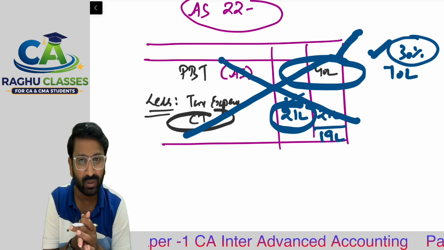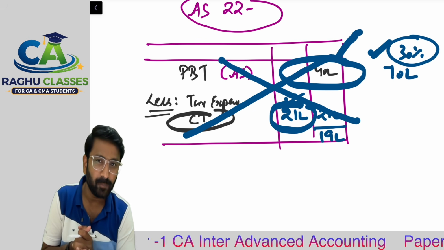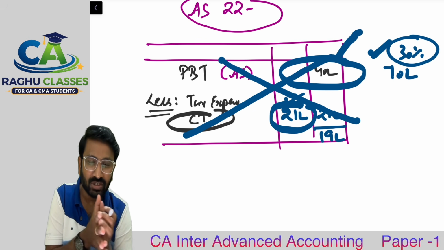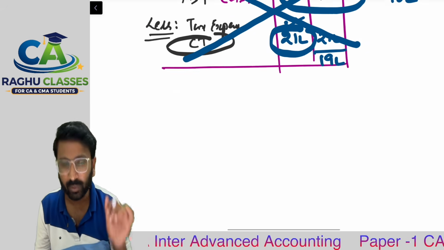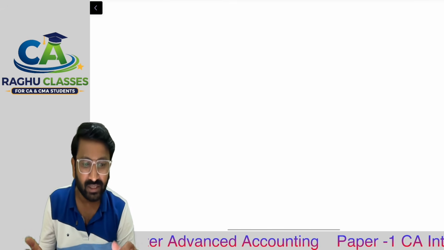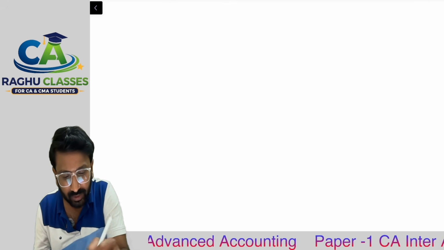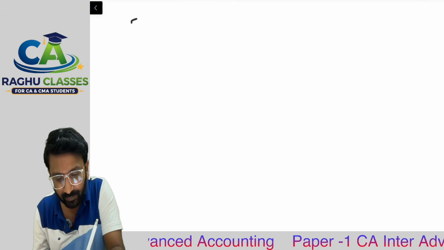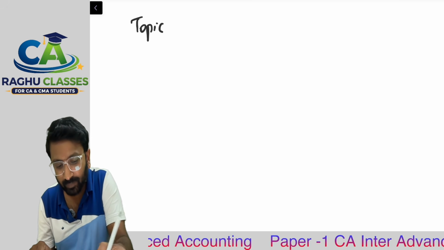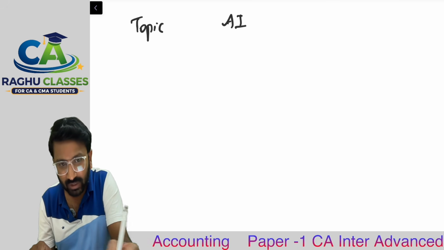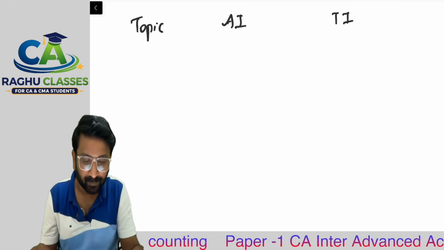So now let us try to understand how AS 22 helps you to bring matching into the books of accounts. Okay. So I'll be dividing this entire AS 22 into 7 topics. Topic number 1, meaning of accounting income and meaning of taxable income.